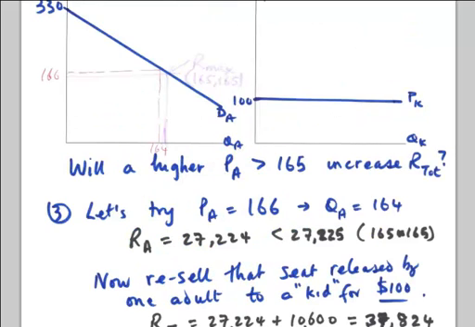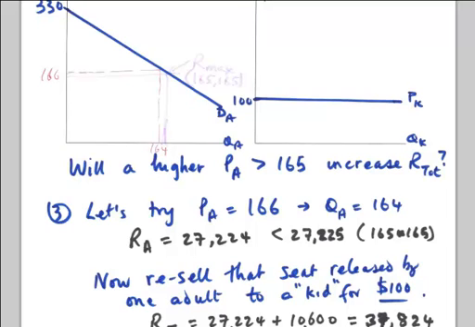Now let's ask the question, what happens if we raise the price above $165? Will we increase the total revenue? So we're going to raise the price by $1 from $165 to $166. And notice that that will bring in 164 passengers. 166 times 164 gives us $27,224, which is $1 shy of where we were when we charged a price of 165 to 165 passengers.